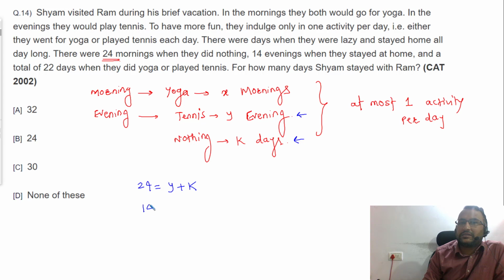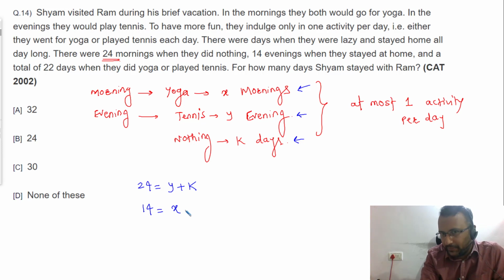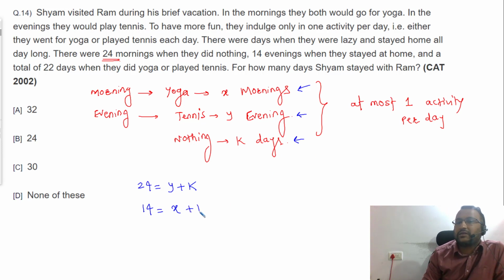14 evenings they did nothing. So X mornings they did yoga. It means X evenings they did nothing, because on the day they do yoga, they will not play tennis in the evening. And K days they did nothing. It means K evenings they did nothing.